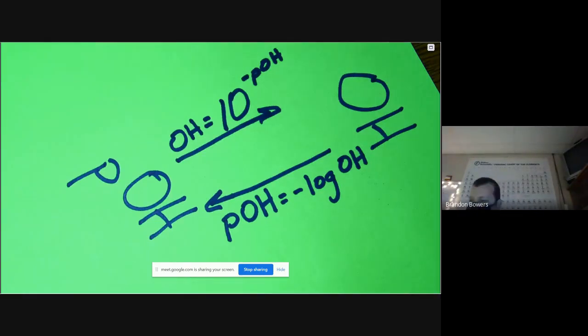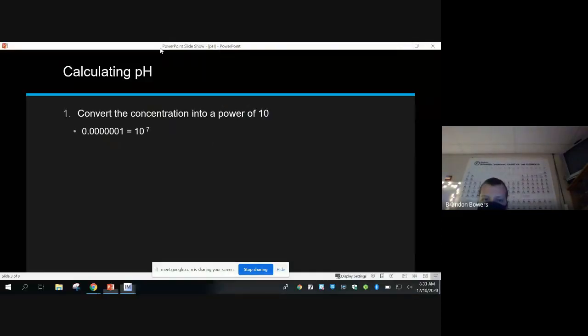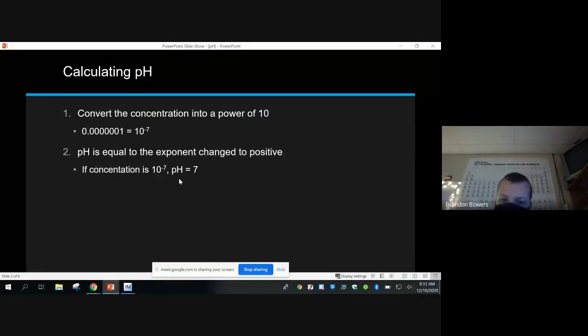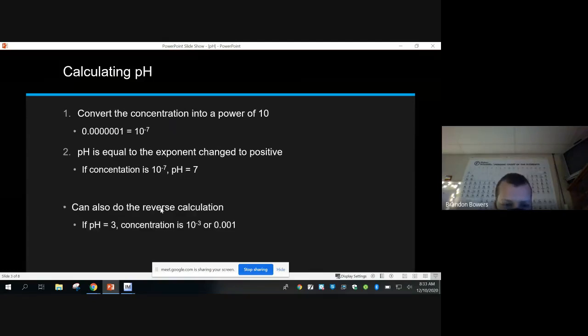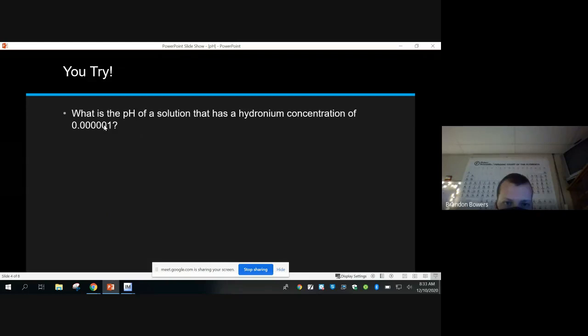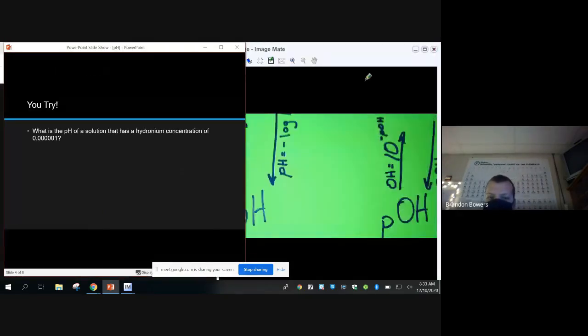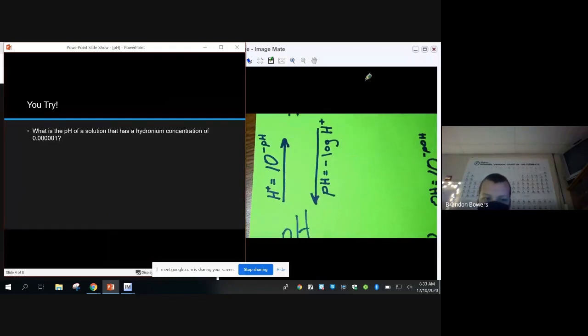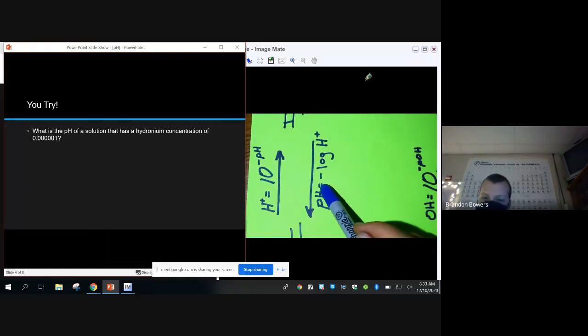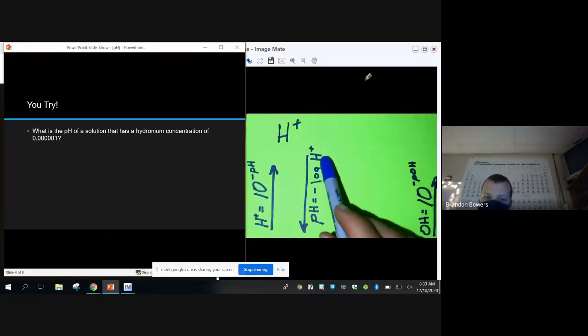All right, so if we go back, pH is equal to the exponent. We'll do a conversion here. So what is the pH if the hydronium concentration is 0.001? So it's asking what is the pH? So what you're going to have to do is take the negative log of your H value. All right, and we know the H value because H is hydronium, and that's given right there.